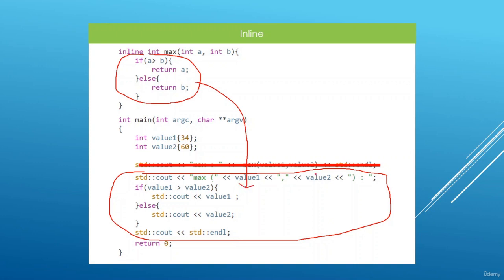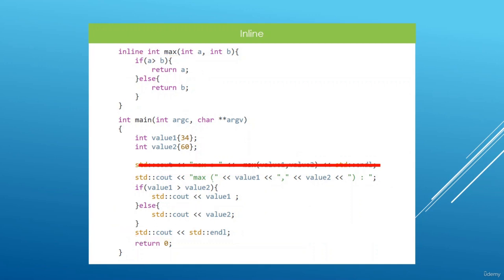So here you see that it is saying if value 1 is greater than value 2, then print out value 1. If that's not the case, you're going to print value 2. And we are basically going to get what we would have got if we called this function here, but we are avoiding the function call overhead. Hopefully this is really making sense.